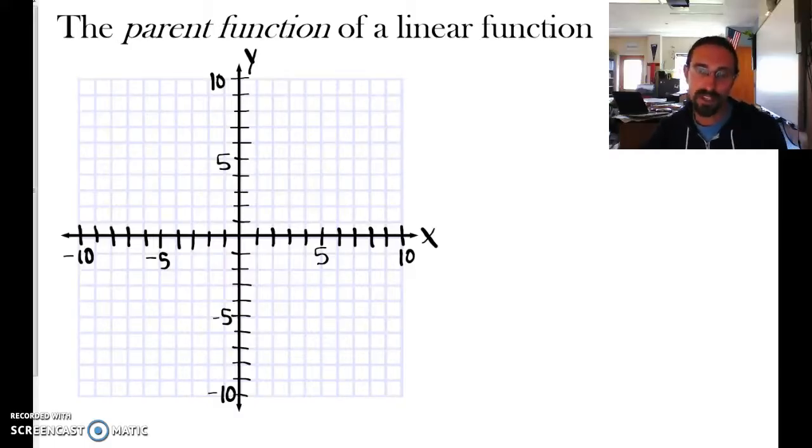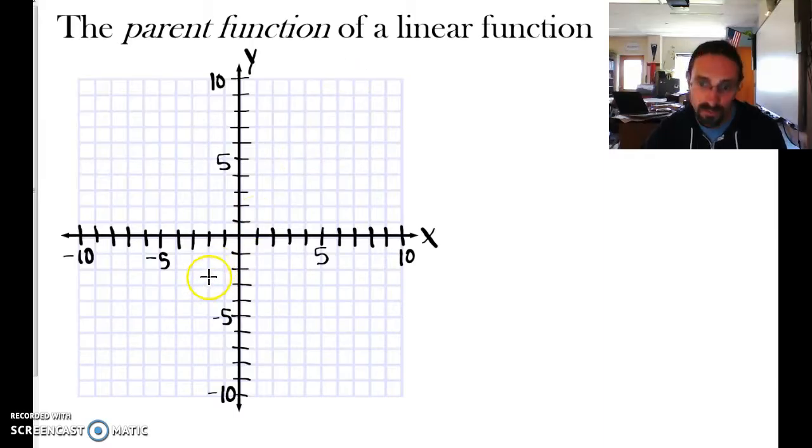In this video, I want to continue my review of linear functions. And one thing that comes to mind when we talk about functions is, what is the parent function? So the parent function is the most basic form of a function without any bells or whistles. Some people call it parent function. I prefer the term mother function. So I want to show you the mother function of a linear function.